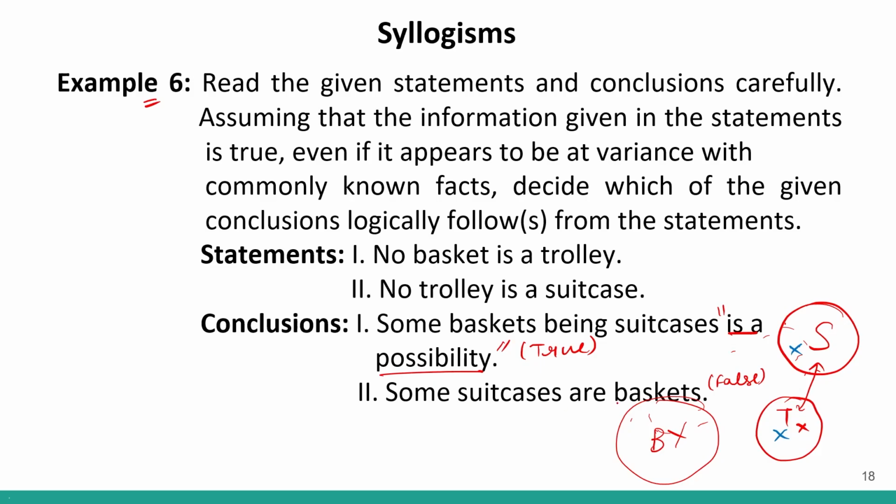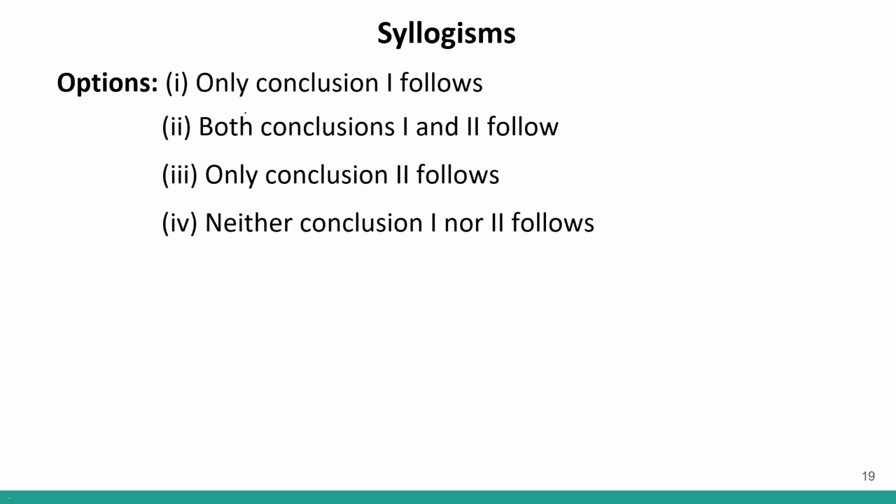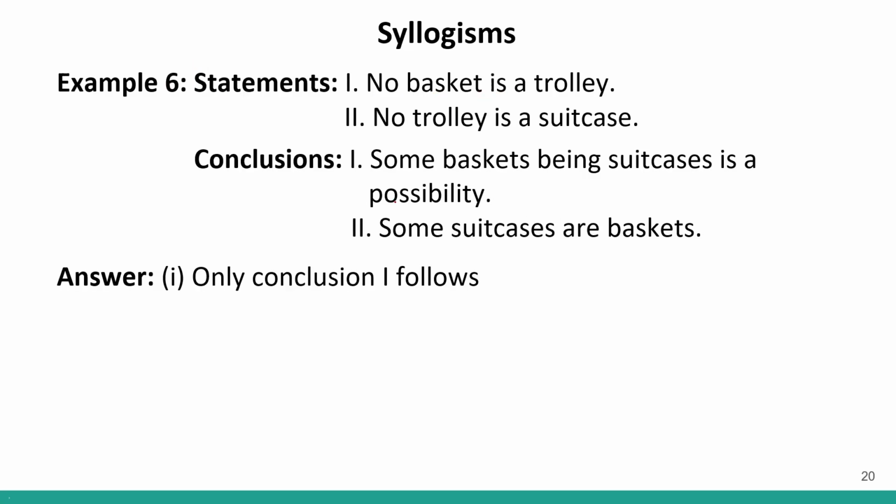Same concept. So, please pay attention. The words "is a possibility" are important, because unless it is mentioned like this, we assume that it is definitely true. So, it may or may not follow. Therefore, whenever we are in confusion, we mark it as false. But this one says it is a possibility. Yes, it is a possibility. Therefore, this is true. So, if I look at the options, option number 1 says that only conclusion 1 follows. This will be my answer.